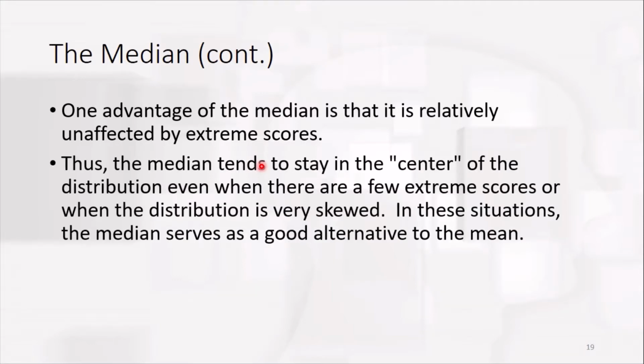Another, the median tends to stay in the center, okay, of the distribution even when there are few extreme scores or when the distribution is very skewed. In these situations, the median serves as a good alternative to the mean. Okay, pagkahalimbawa, meron tayong sobrang laking score na napakalayo doon sa susunod na score. Okay? At meron din tayong napakababang score. Sobrang layo doon sa susunod na score. Halimbawa, 1 yung lowest, pero yung susunod na score is 89, okay, 95, ganun. So, the best measure to be used, okay, in order to represent the given set of data is the median. Okay?